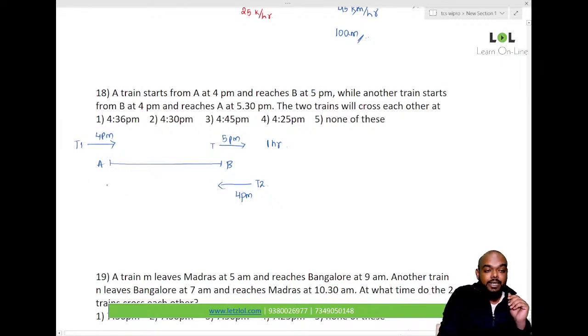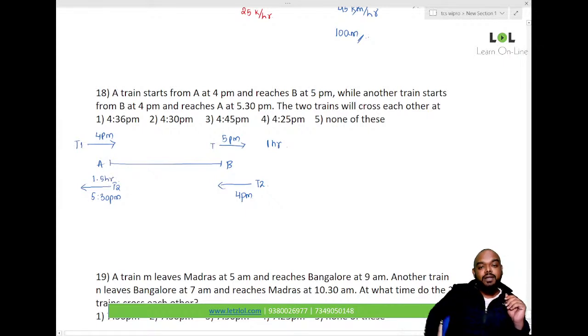Whereas train 2 starts at 4 p.m. and reaches at 5:30 p.m. Okay. So what is the time taken by it? 1.5 hours. Fine. Now the two trains will cross each other at what time? This is the question. Understand this carefully.